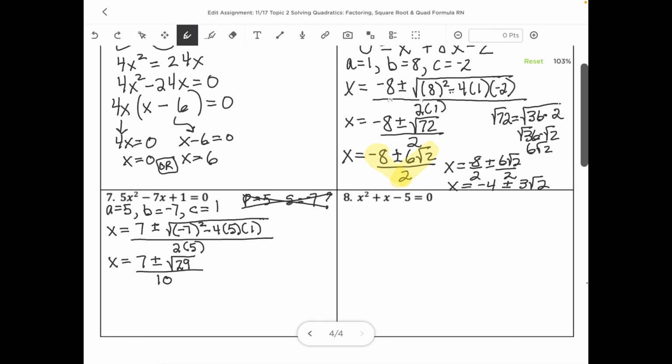Okay, number 8. For number 8, I'm going to let you try it on your own, right? Go ahead and pause your video, and then start it again and see if you got it right.